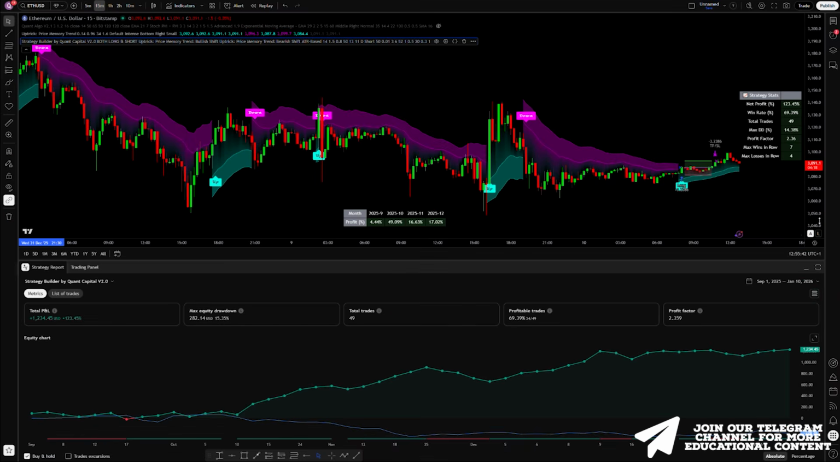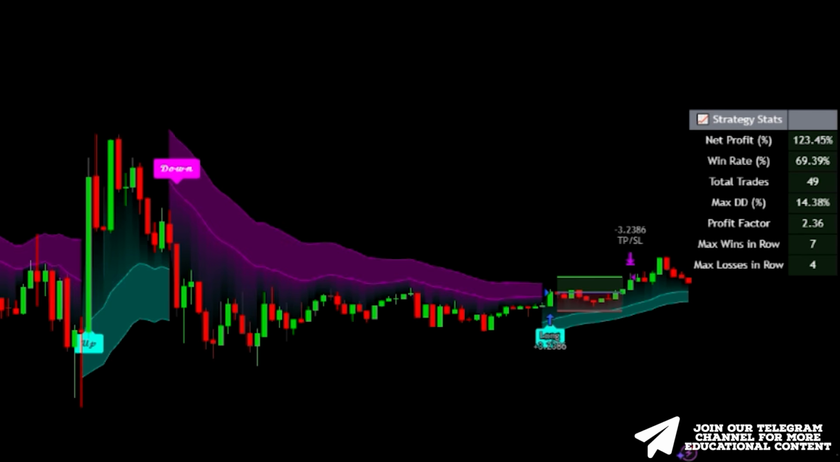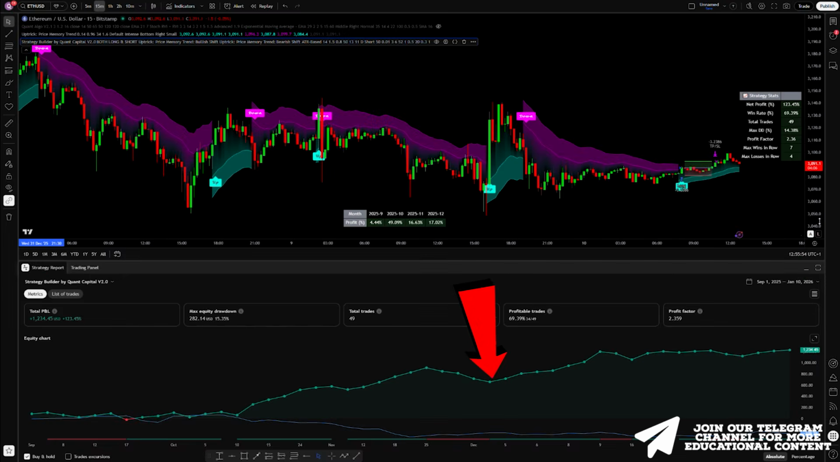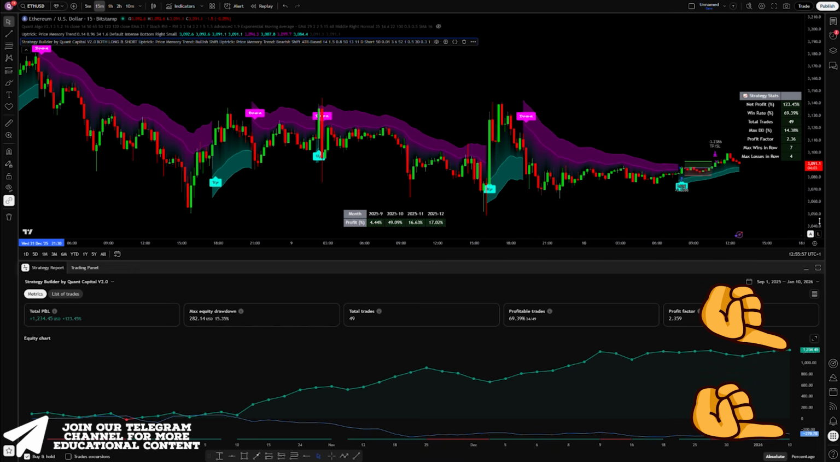Keep in mind that using table confirmation can boost the win rate by at least 10% while improving all other metrics as well. Diving deeper, the strategy generated 7 consecutive wins versus 4 back-to-back losses. The equity curve looks exceptional, easily outperforming the traditional buy and hold strategy.